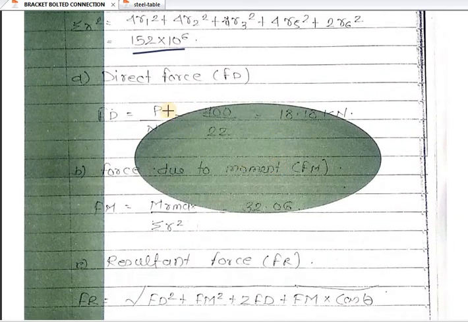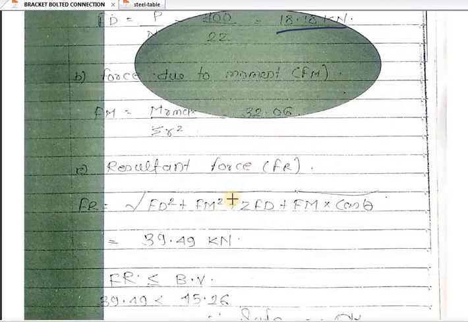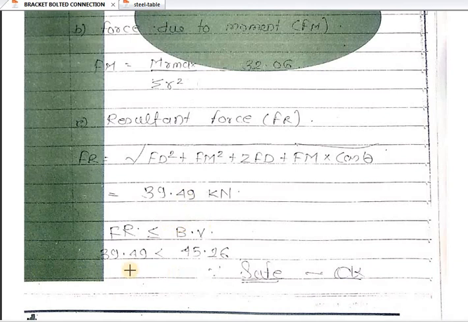Direct force is again P upon N, but here instead of 400 divided by 20 we have taken 400 divided by 22. The load taken on each bolt comes to be 18.18. Force due to moment, with the same formula, M r max over summation of r square, comes to be 32.06. So the resultant here is 39.49, which is less than 45, that means safe. First we took 20 bolts, which was unsafe, but with 22 bolts it is safe.